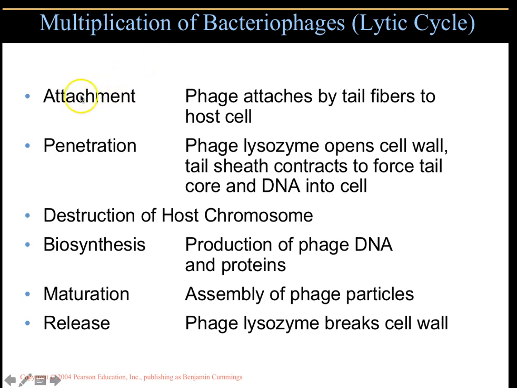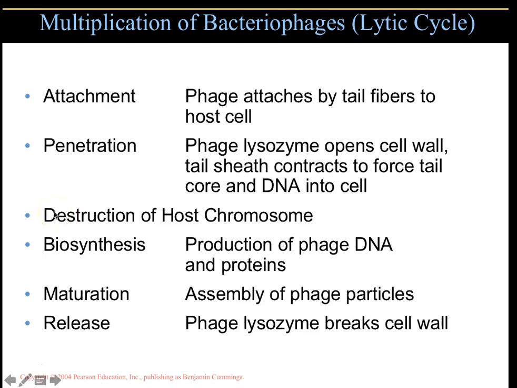So the first thing that's going to happen is the virus is going to attach. And this can be very specific or very general. In this case, the bacteriophage T4 attaches by the tail fibers, kind of like landing gear, to the host E. coli. Then you're going to have penetration. So this is the injection of the viral DNA into the cell. So it says there is an enzyme that can open up the cell wall, and the tail sheath or tail contracts to force the DNA into the cell.